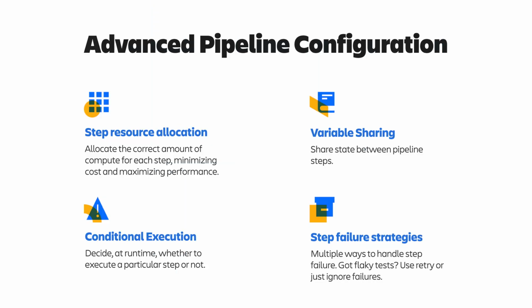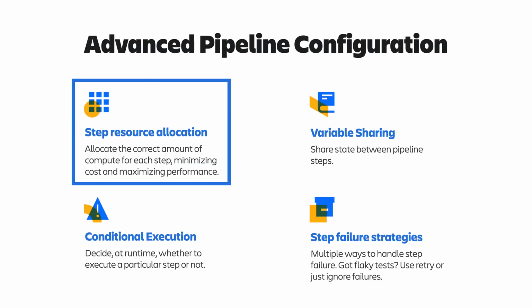The first configuration option is a size parameter. This option lets you fine-tune the amount of compute for each step in your pipeline. For your resource-hungry steps, you can specify up to a 16x size. For steps that don't require that extra power, Bitbucket Pipelines defaults to a 1x size to minimize your costs.